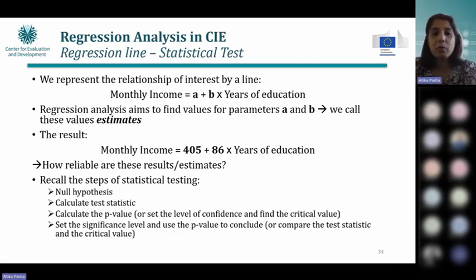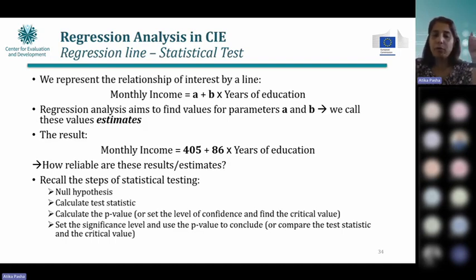In our regression, after running it, we found that our A, or our intercept, is 405. So for 0 years of education, which means that this entire second half is missing, you will still find 405 units of income for any individual in the sample. And then adding every year of education, you simply have to multiply that year by 86 to get the monthly income. This is what our regression shows us is the relationship between years of education and monthly income. And now we talk about the reliability of this estimate.